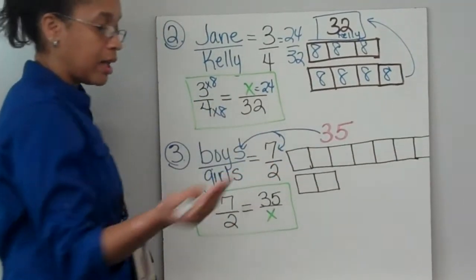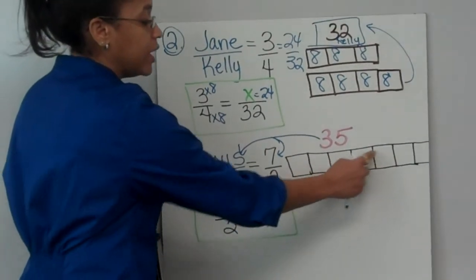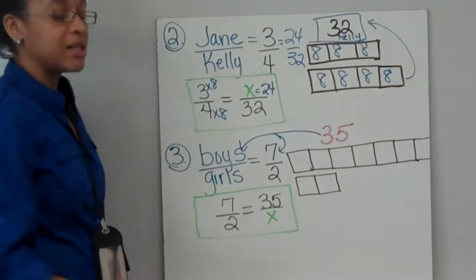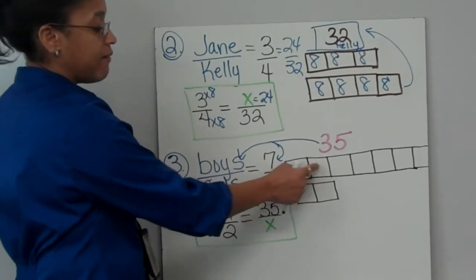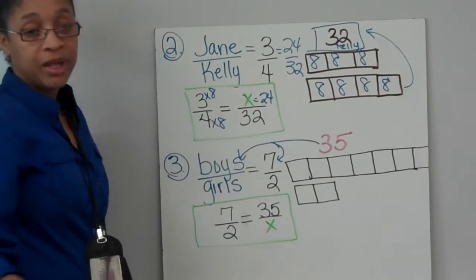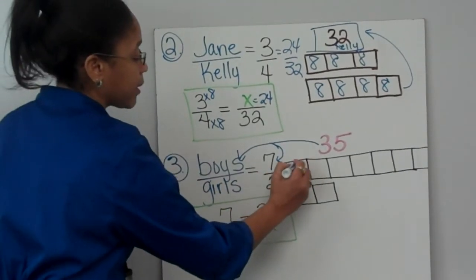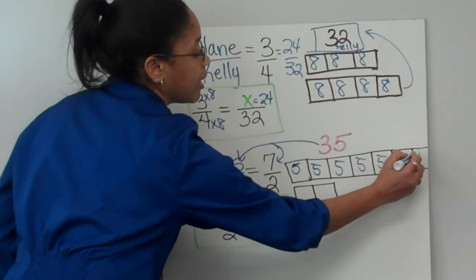They should be even. And I know they don't look even. That's because I can't draw very well. But they are even pieces. They are all the same size. So I'm asking myself, what number can I add 7 times or multiply by 7 and get 35? And that answer is 5. So 5, 5, 5, 5, 5, 5, 5.